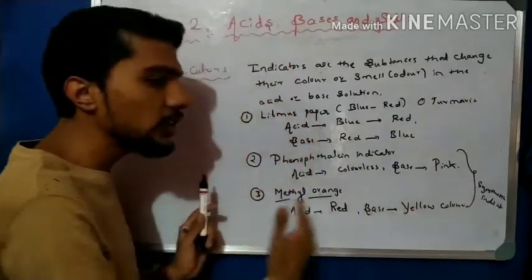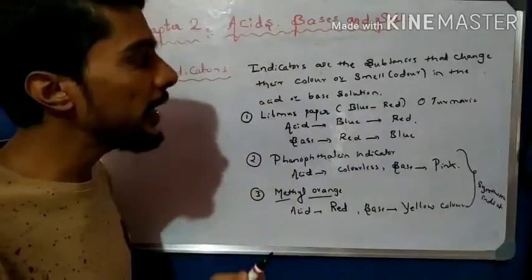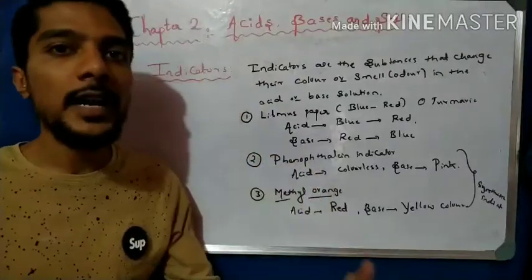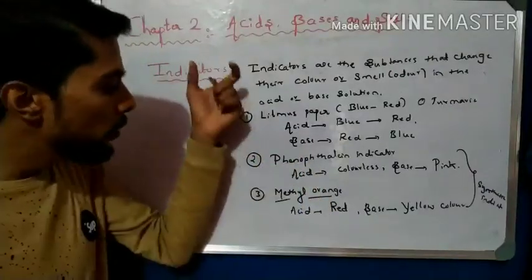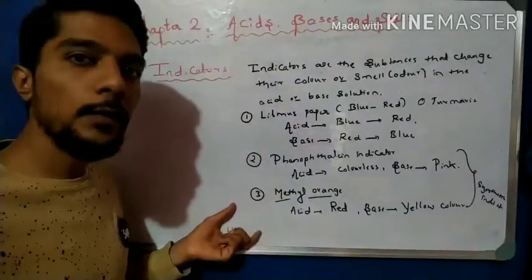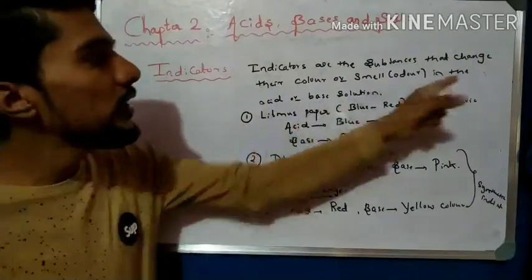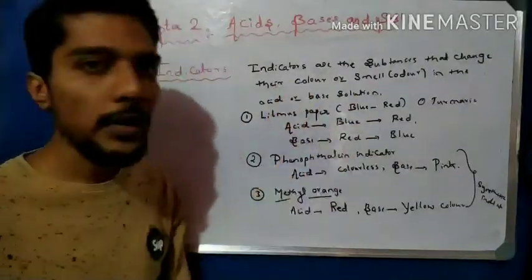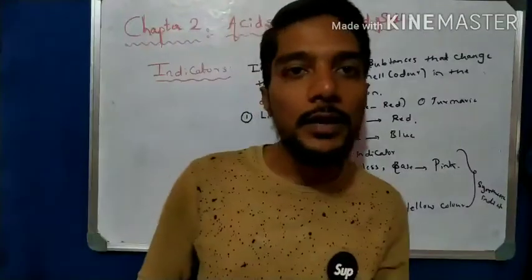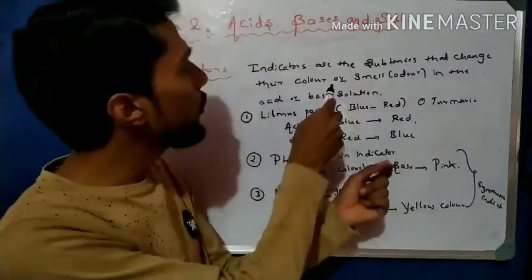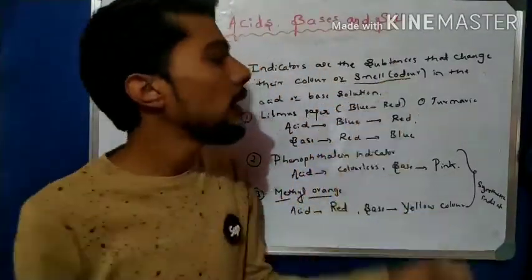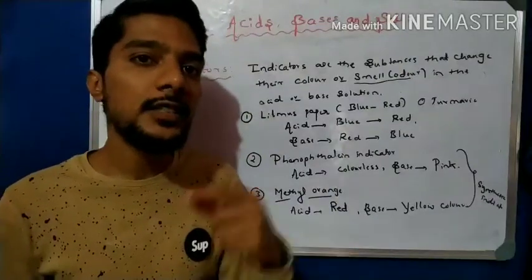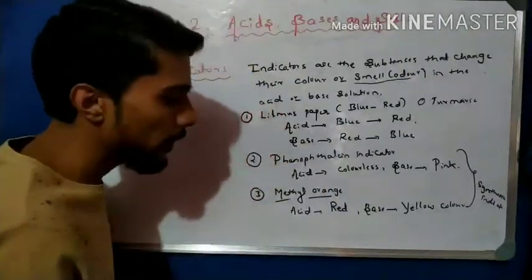So that change in color indicates which substance is acid and which is base. These three work on the principle of changing color. And another very important indicator works on the principle of smell, by changing the smell. I will take that next.